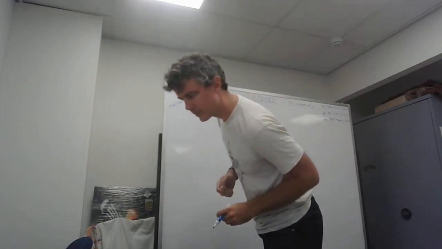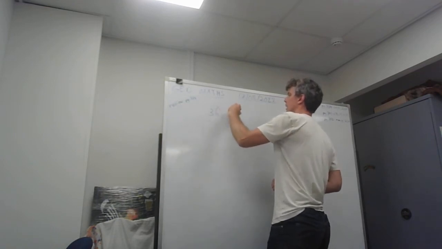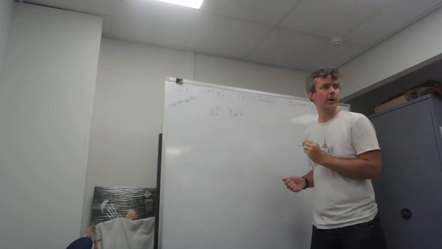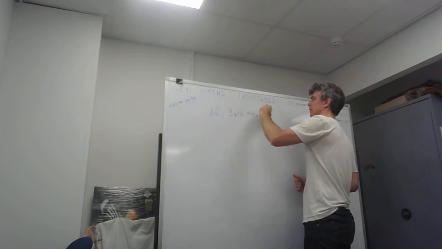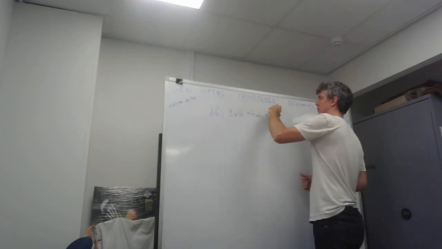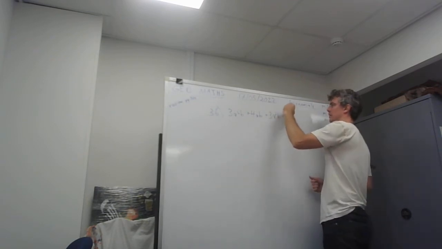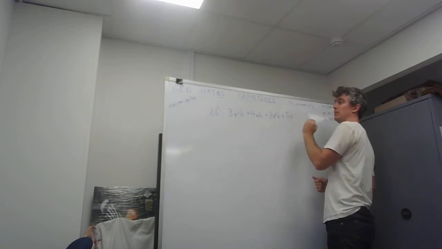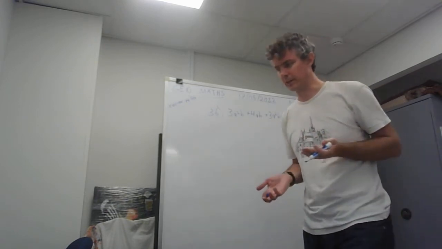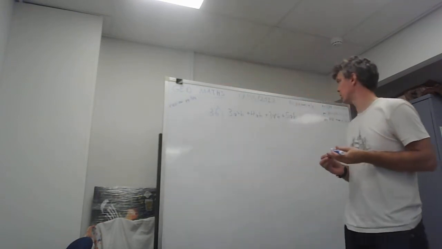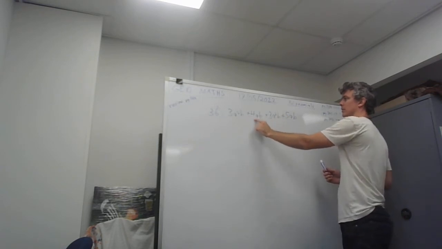Number 36, it's basically the same idea. 3a squared b, plus 4ab, plus 3a squared b, plus 5ab. So this is actually the same thing. We just find common terms.